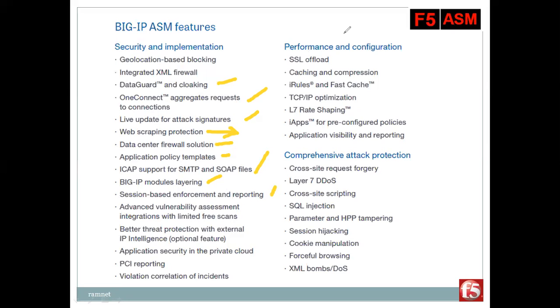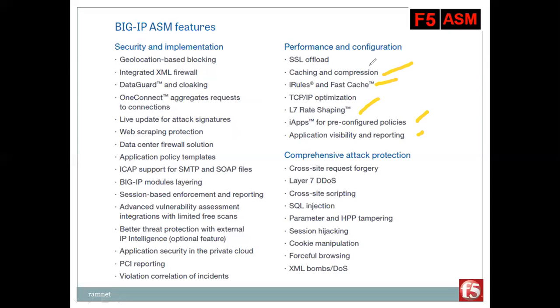So now what we're seeing, SSL offload and performance and configurations wise. Okay, SSL offload, we are seeing it. So SSL offload and caching and compression, iRules. iRules is nothing but a scripting which we will create to do certain operations in the ASM, LTM, GTM, everywhere. L7 rate shaping, ICAP, application visibility and reporting, comprehensive attack protection.